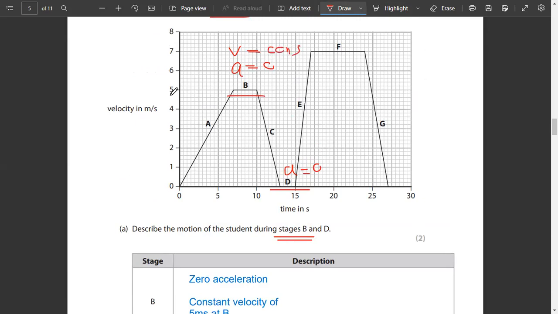कितनी है? 5. It remains 5 for how many seconds? तकरीबन 10 seconds तक वो 5 ही रहती है. I mean 4 seconds तक, तो 4 to 6 seconds it remains 5. Whereas acceleration is also 0 at D, but यहाँ पे velocity भी जो है वो 0 ही है because it is at rest position. हम इसको क्या कहते हैं? We call it rest position.